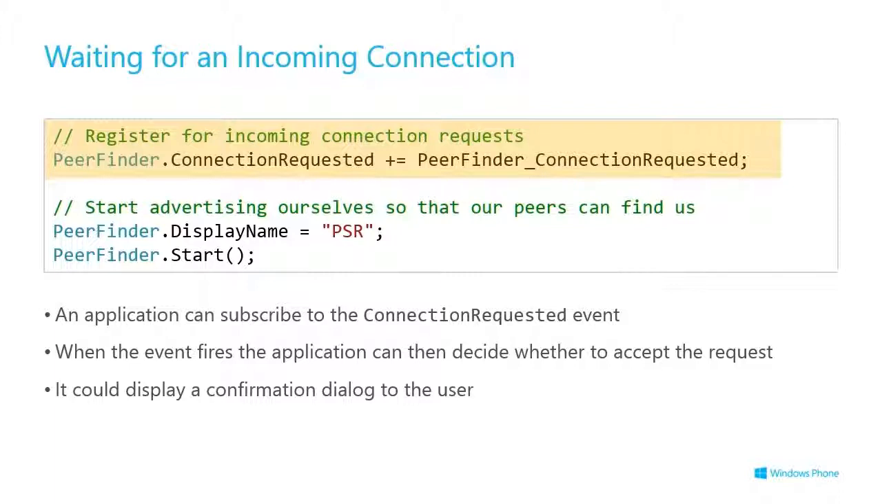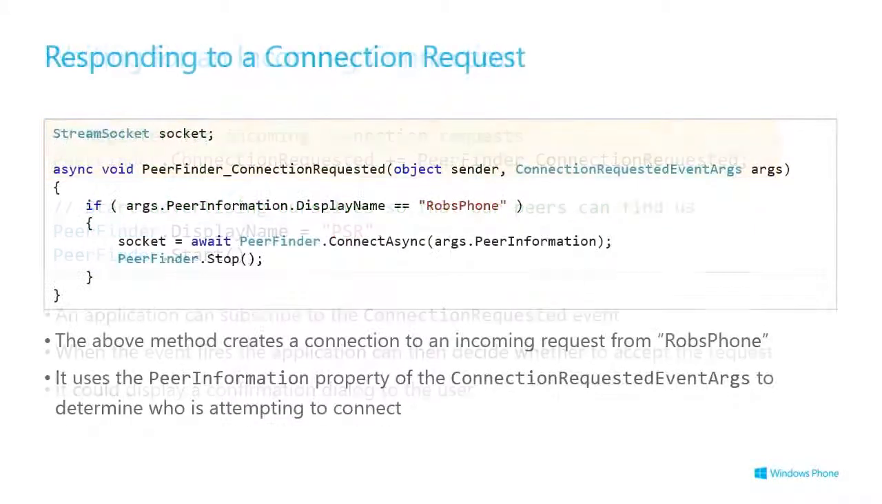Then that connection requested, this is where you're going to get notified that another device wants to connect to you. And of course, when that event handler fires, your code can actually put some UI up to your user saying, so-and-so is trying to connect to you. Are you okay with that? And they say yes, then you make the connection. So this is an example of that.